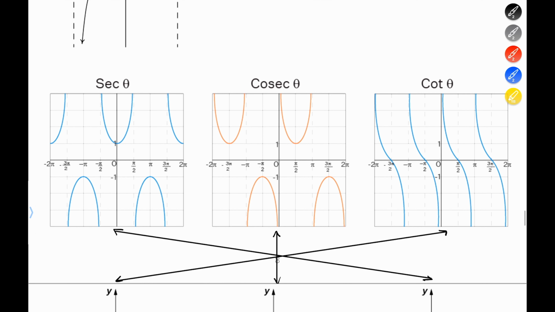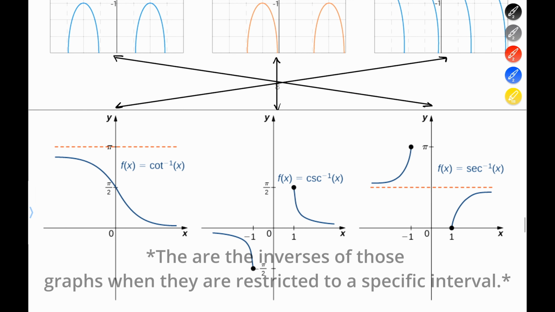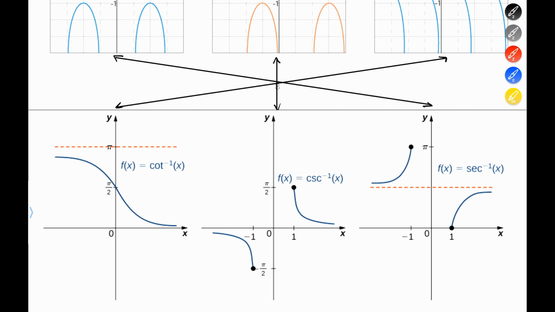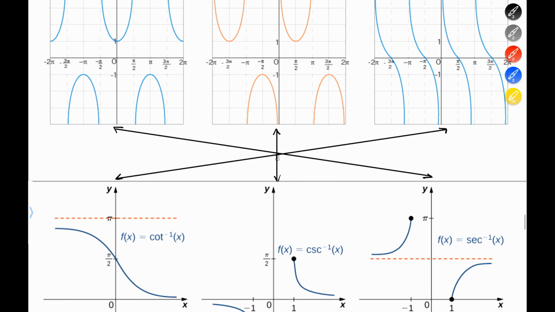So these are secant, cosecant, and cotangent graphs. And then this is the cotangent graph, this is the cosecant graph, and this is the secant graph. It's important to know that you only need to know this conceptually, and you don't have to very thoroughly understand this concept.